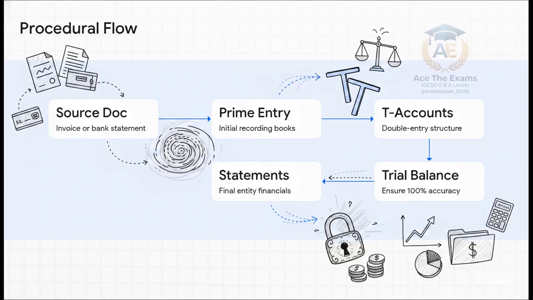As an A-star candidate, you really need to develop those practical investigative skills. When you're tracing an error, you must follow this procedural flow backward, almost like a detective. Trial balance is off. Check the ledger balances. Ledger is fine, interrogate the prime entry books. You simply cannot jump straight to the end without showing exactly how the data flowed through this pipeline.